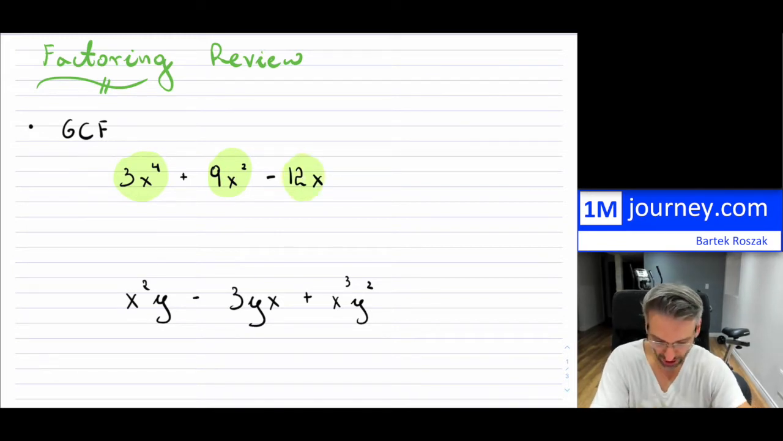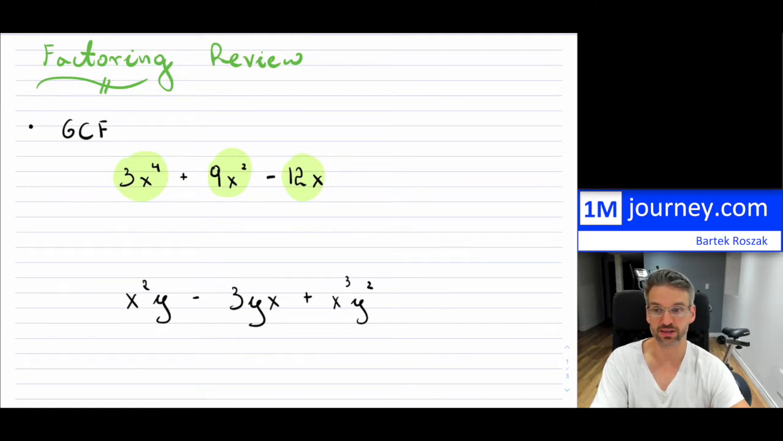Now I look at the coefficients and treat them like regular numbers, natural numbers or sometimes integers. I want to take out the greatest common factor from those coefficients. So I have 3, 9, and 12. I guess it's negative 12 if you want to take in the signs. The number that I can factor out of all of those is definitely 3.